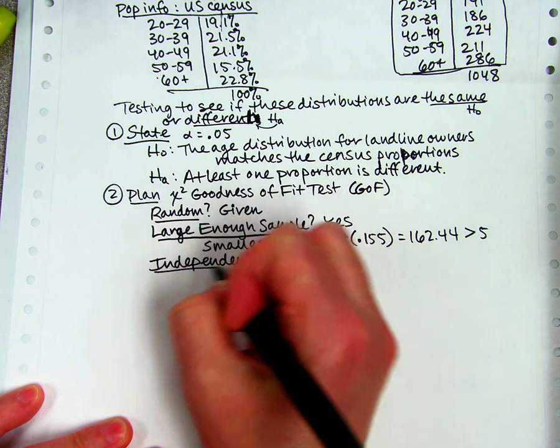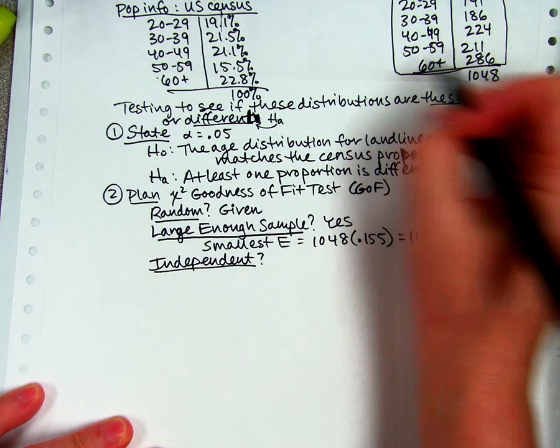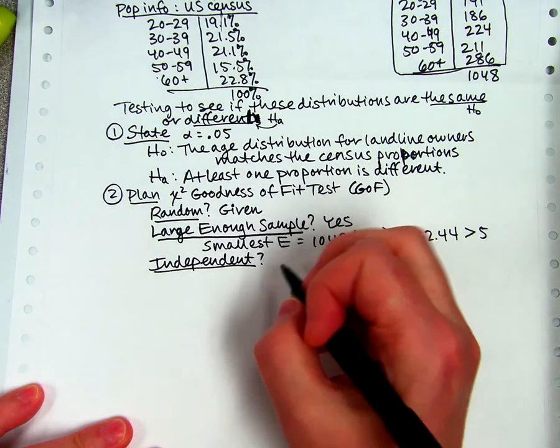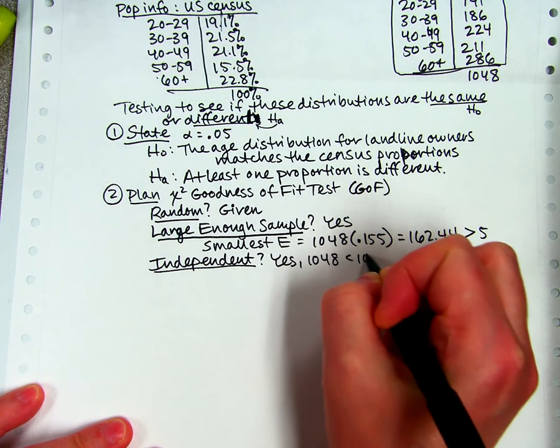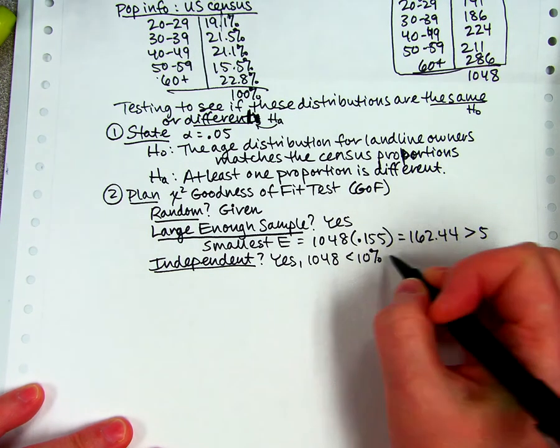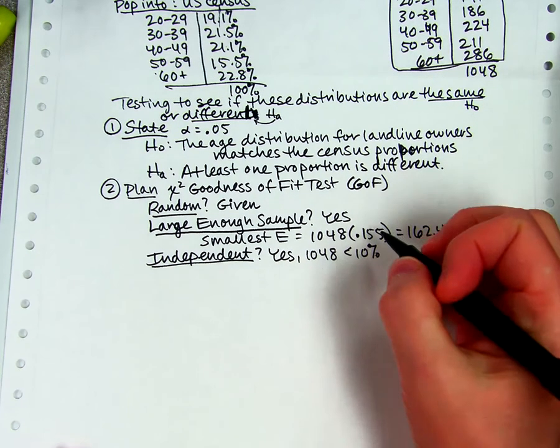That's the 10% rule. And I'm asking myself, is 1048 less than 10% of all landline owners in the US? Yes, it is. And remember, I am super picky about this condition because I've had so many students in the past just write yes, n is less than 10%. And then they think they're done.